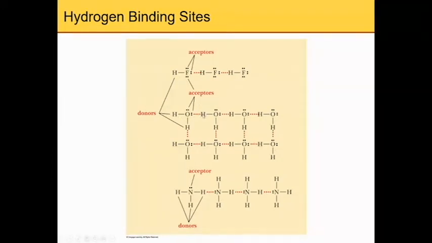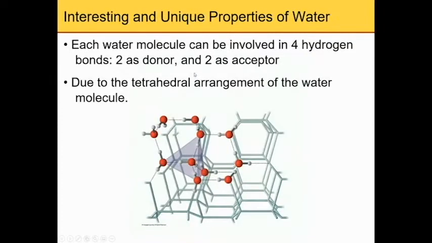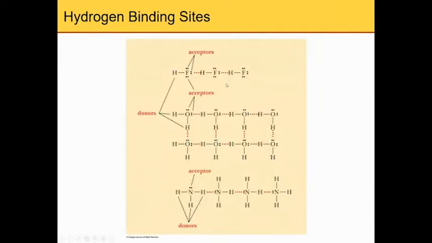Water molecules form this hydrogen bond, right? Or the hydrogen bond between the hydrogen and nitrogen, or the hydrogen and the fluorine. So each water molecule can be involved in 4 hydrogen bonds, 2 as donor and 2 as acceptor, right?